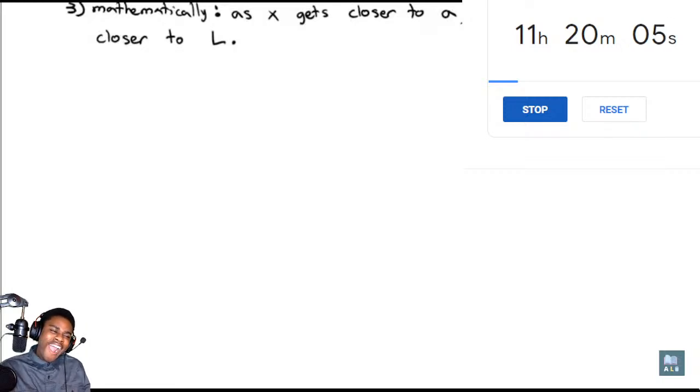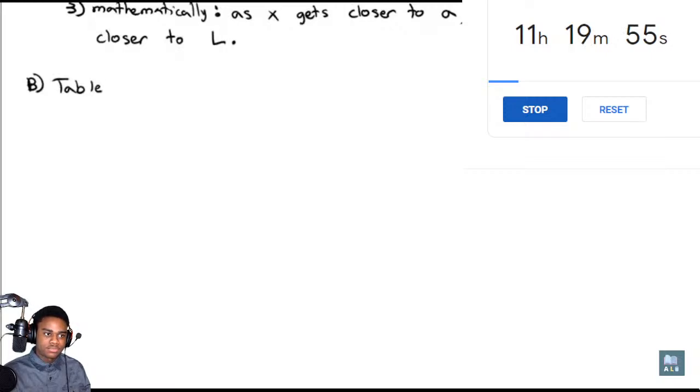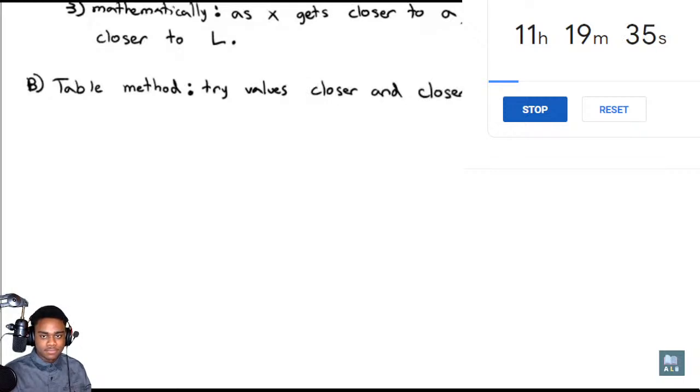So there's two main ways that we're going to do this. The first way that we can find a limit is what we're going to call the table method, where we basically take that definition that says as x gets closer to a, well, let's try and get closer to a. We're going to try values closer and closer to a, or to that number that x is supposed to get close to.